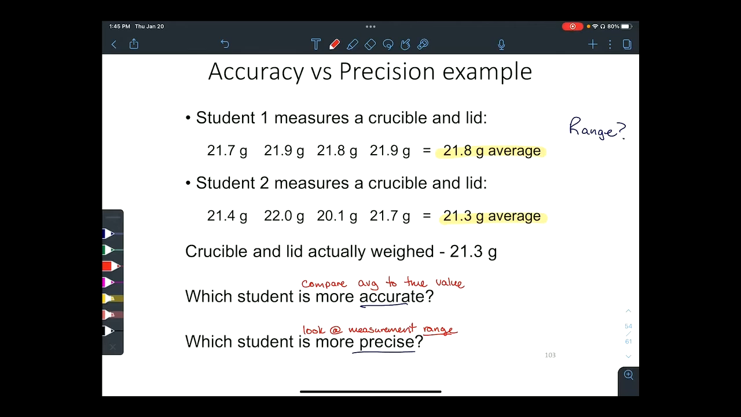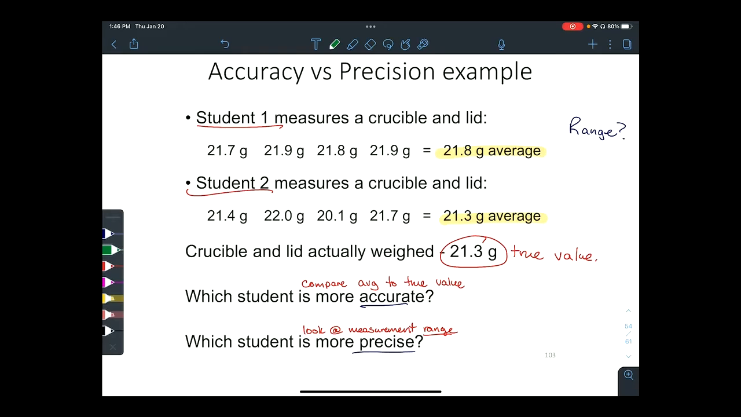Okay, so here's an example. We have two students, student 1 and student 2. They measure something 4 times, and I give you the average of all 4 of those measurements. The true value of the mass is 21.3. Here, the crucible and lid actually weigh 21.3. So you need to recognize that this is the true value that I'm giving you. The question is which student is more accurate, and which one is more precise?